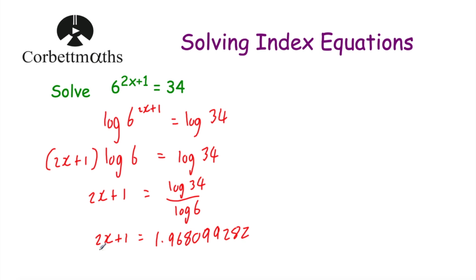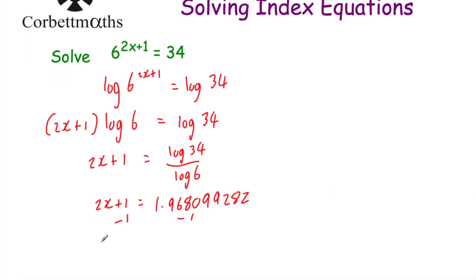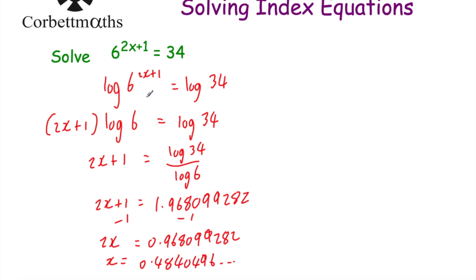We want to solve this equation and find out x, so we now want to get rid of this plus 1 and multiply by 2. So let's take away 1 from both sides. If we take away 1 from the left hand side, we'd just be left with 2x, and on the right hand side we'd have 0.968099282, and we don't want this multiplied by 2, so let's divide by 2 and divide by 2, and we get an answer of 0.48404996, and so on. So that's it, we've worked out what x is. X is equal to 0.48404996, and so on, or you can just round it to 3 decimal places to be 0.484.